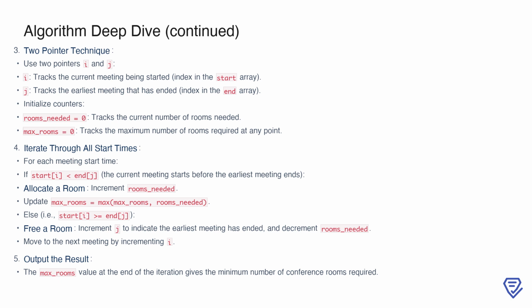As we iterate through the start times, if the current meeting's start time is earlier than the earliest meeting's end time, it means the meetings overlap, and we allocate a new room by incrementing rooms_needed. We then update max_rooms to reflect the highest value of rooms_needed. On the other hand, if the current meeting starts after or when the earliest meeting ends, we free up a room by moving the j pointer forward and decrementing rooms_needed. This process continues until all meetings have been processed, and the value of max_rooms at the end gives us the minimum number of conference rooms required.